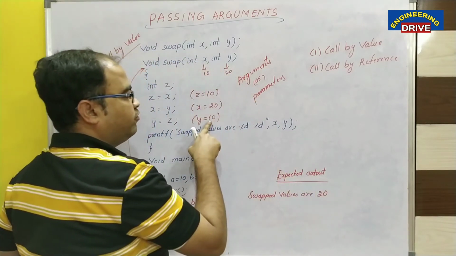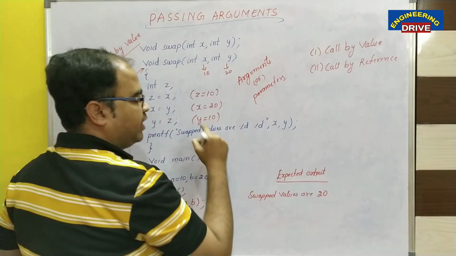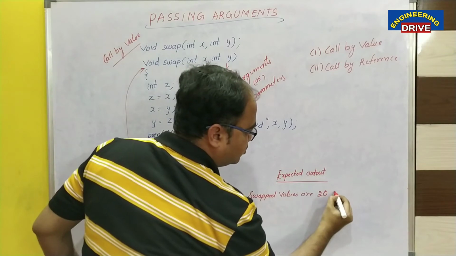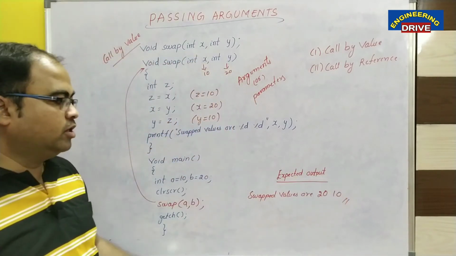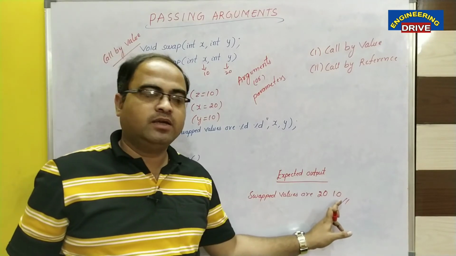Value of y is 10. So this is the expected output we got. Swapped values are 20, 10.